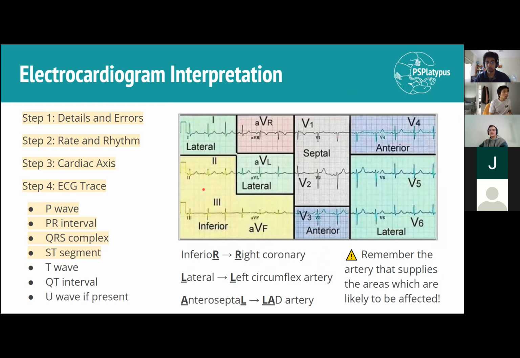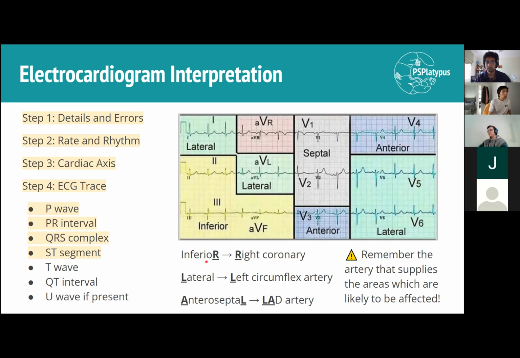I think the major ones that they can ask are going to be your inferior leads. So remember, lead 2, lead 3, and aVF are going to be inferior, but they can basically ask you about any of them. Now, we can use this to localize the coronary artery that's been affected. This is the way I just remembered it. It is a bit odd. There's no real nice way to remember these things, but this is the way I did it.